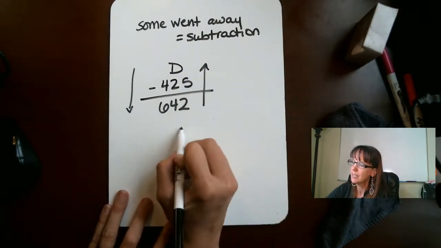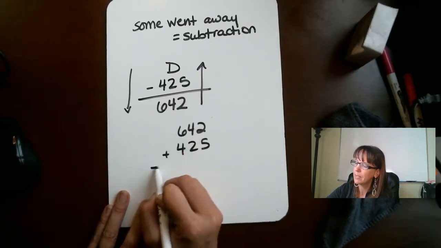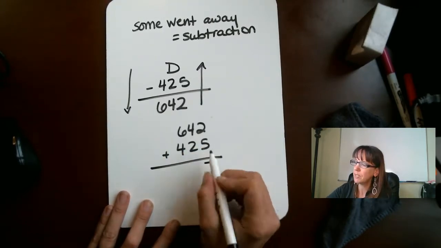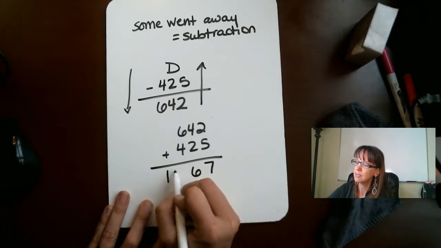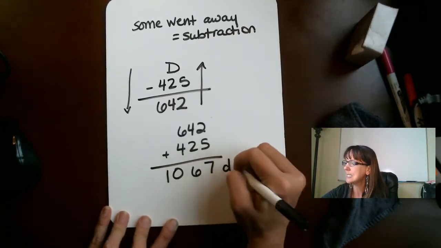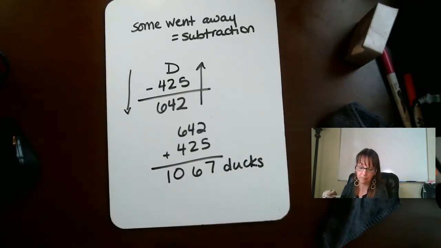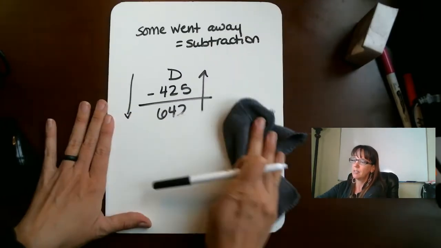So let's try that. 642 plus 425. 5 plus 2 gives us 7. 4 plus 2 gives us 6. 6 plus 4 gives us 10. There were 1,067 ducks at the beginning of the day. Excellent. All right, looking at the next one.